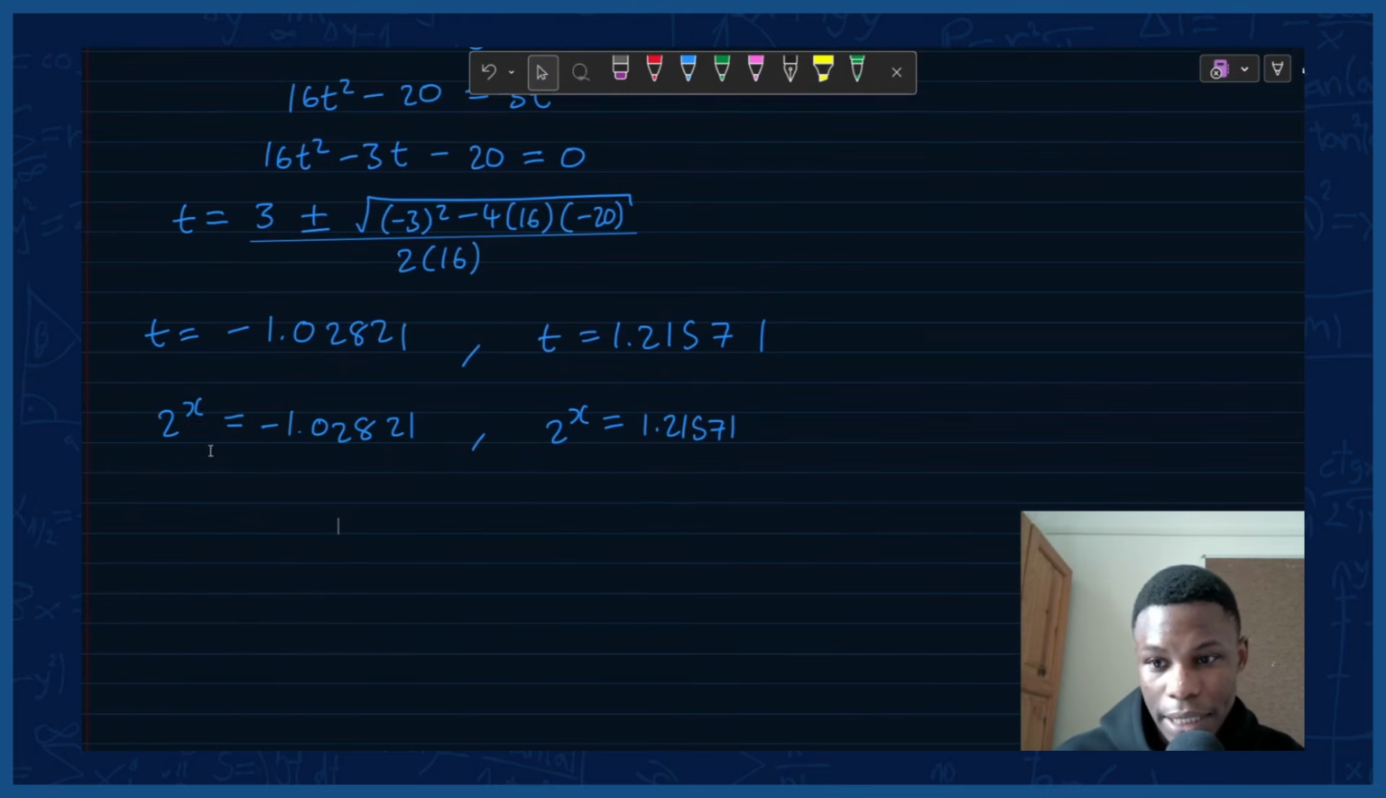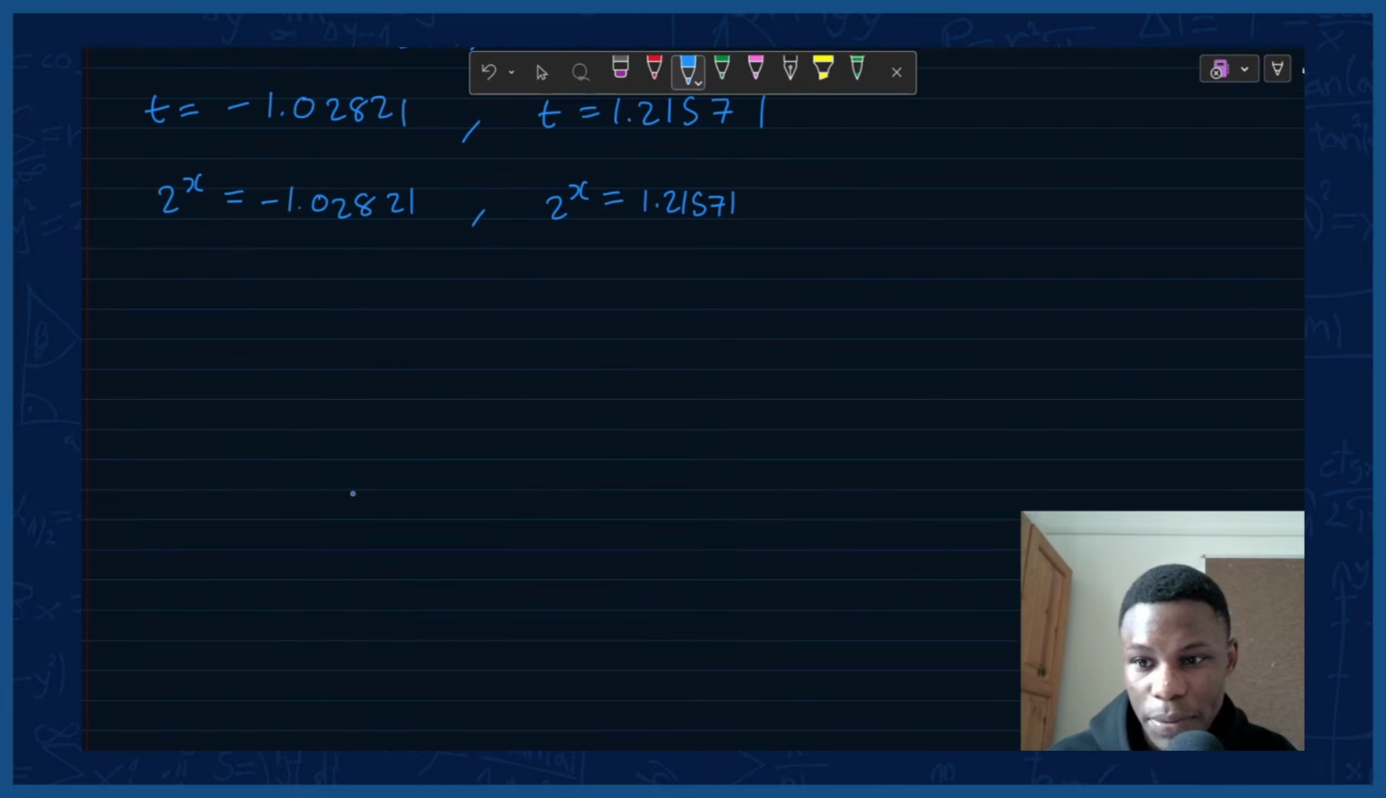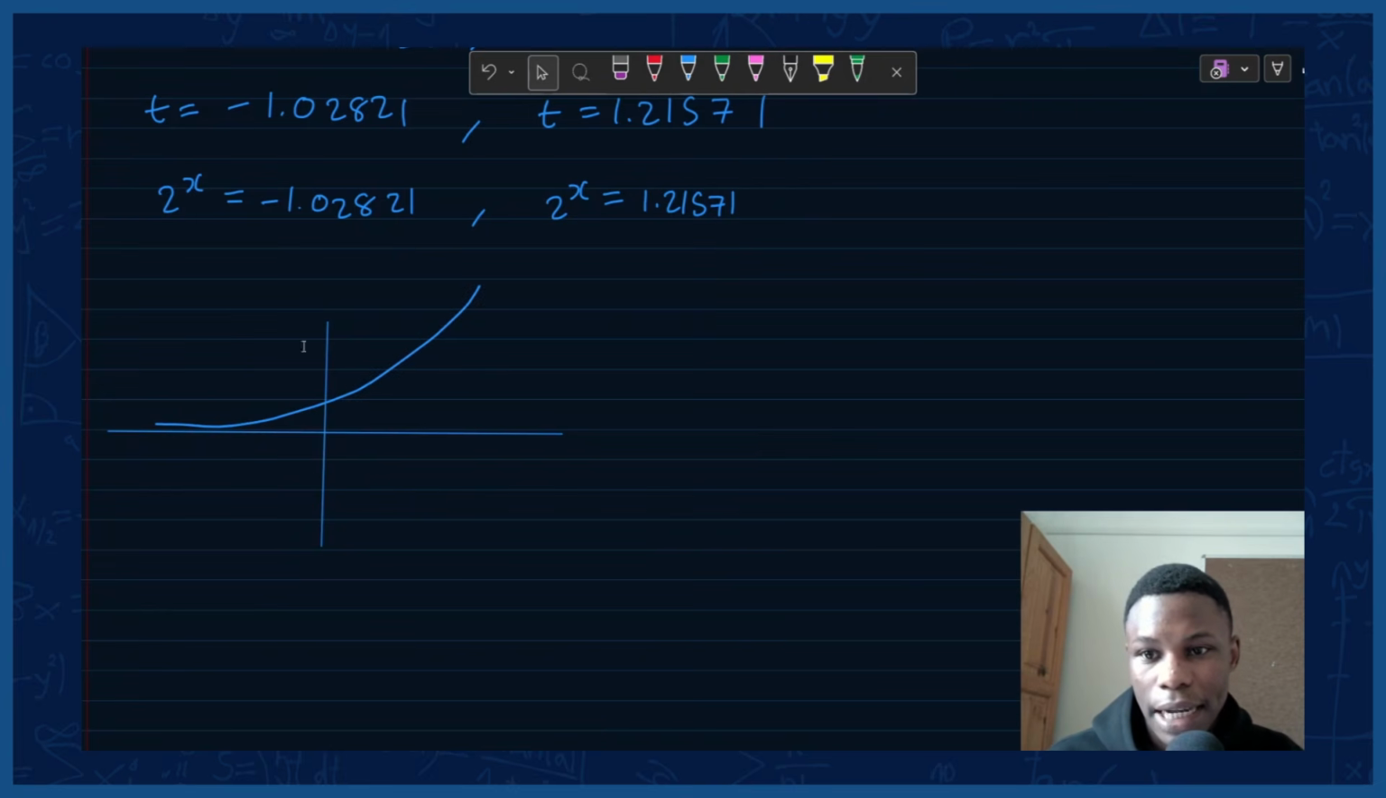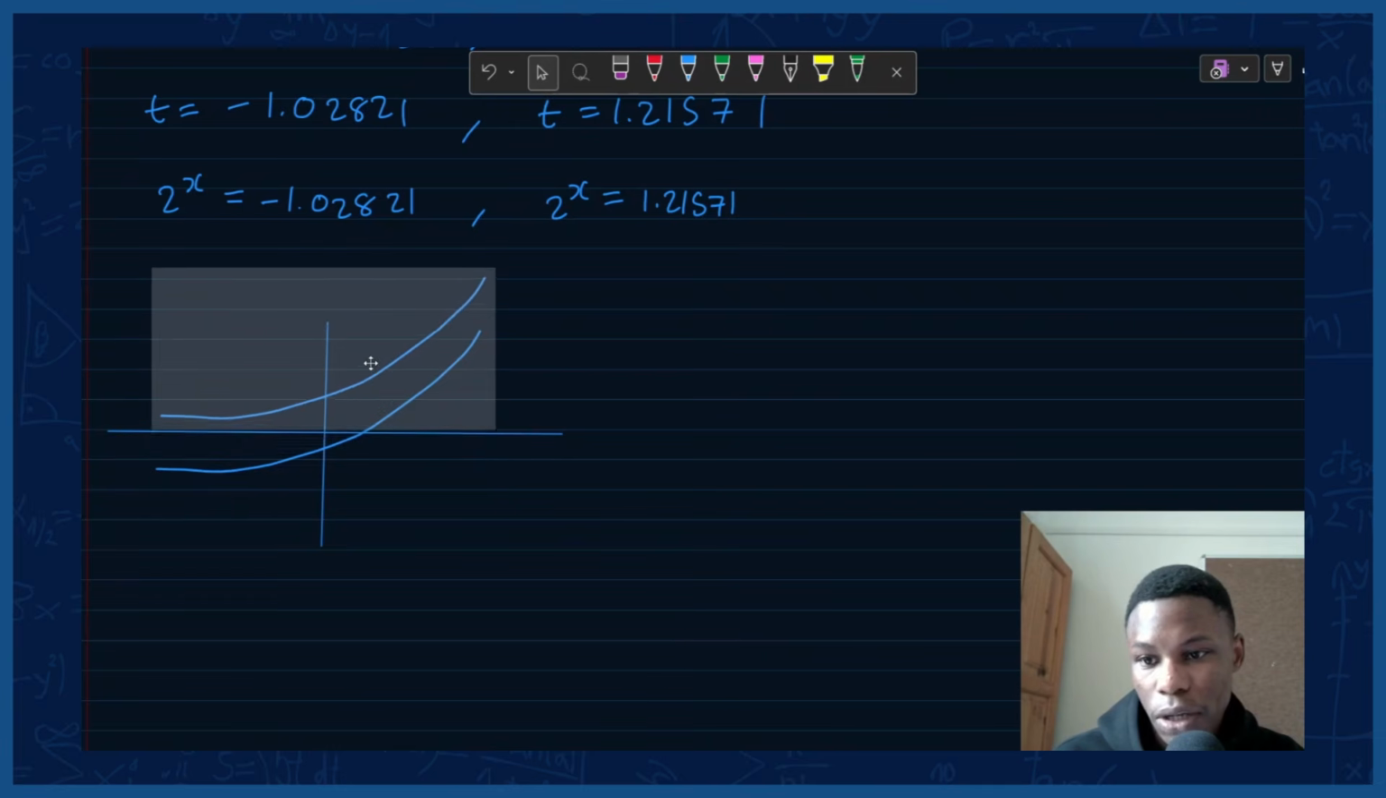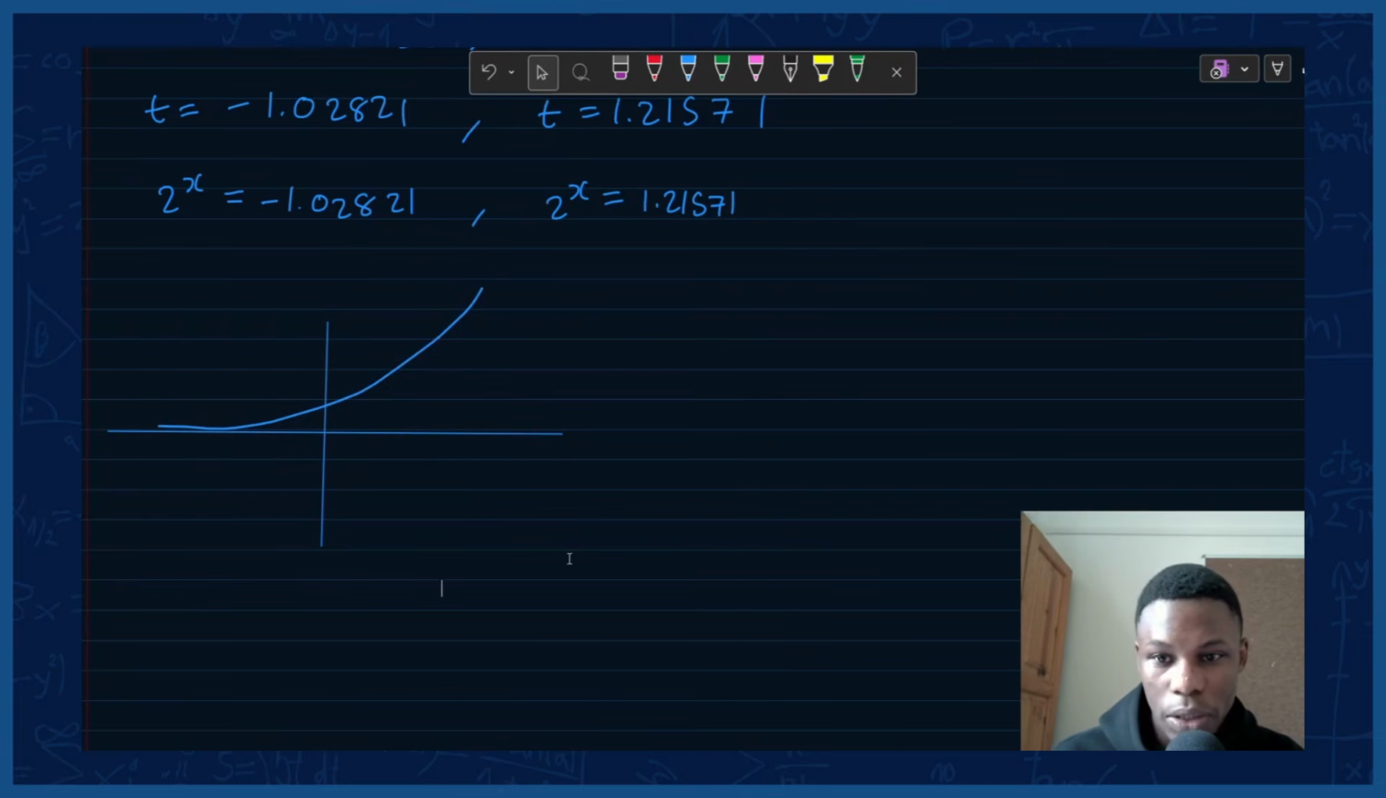One way to think about it is this is an exponential graph, and if you know the shape of the exponential graph, you know that it is always above the x-axis. An exponential graph looks like this. And this is saying our exponential graph is negative, meaning it will be below that, which is not possible. So there are no solutions there.